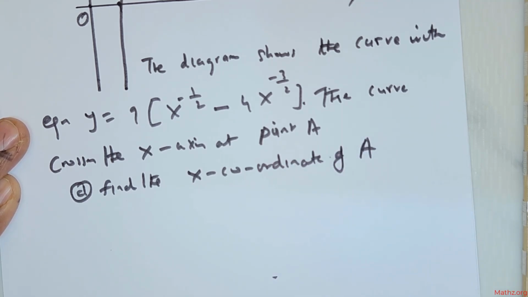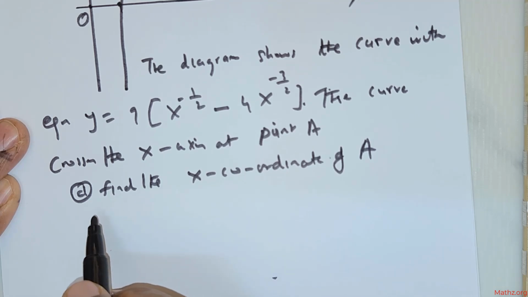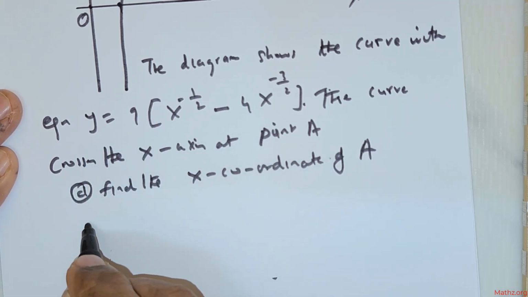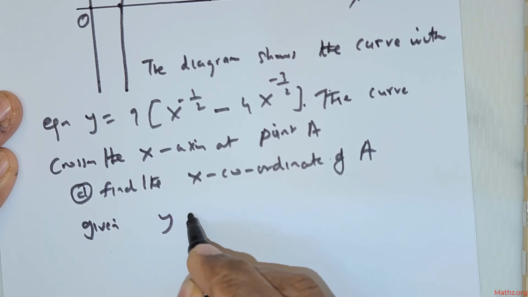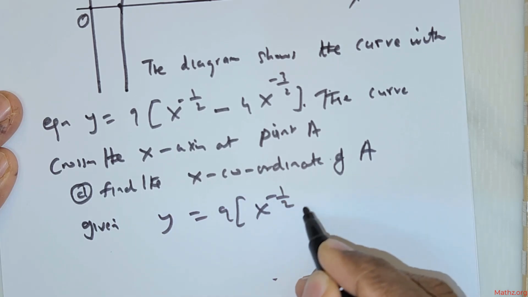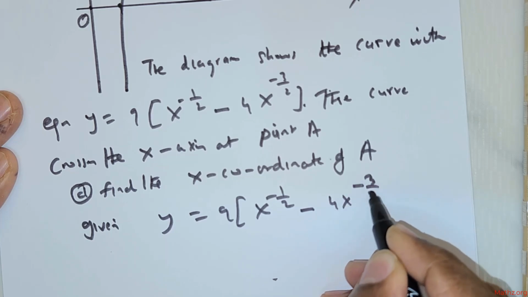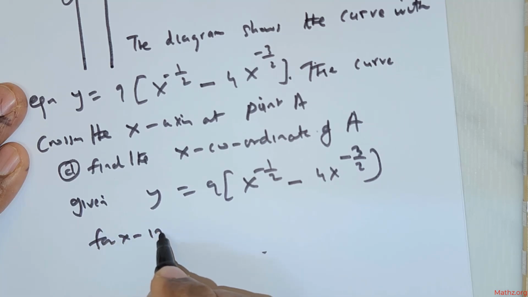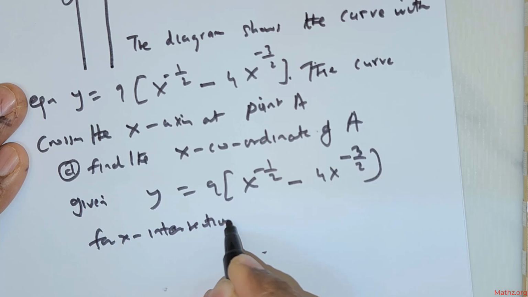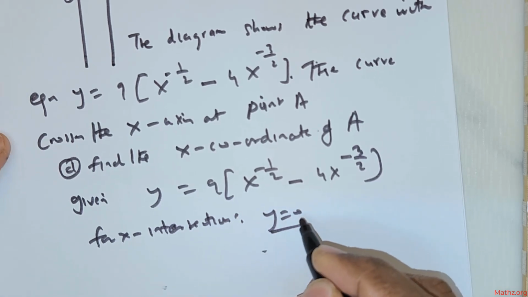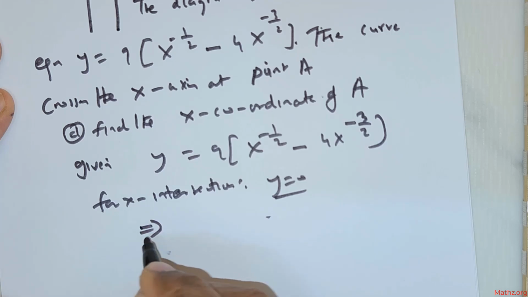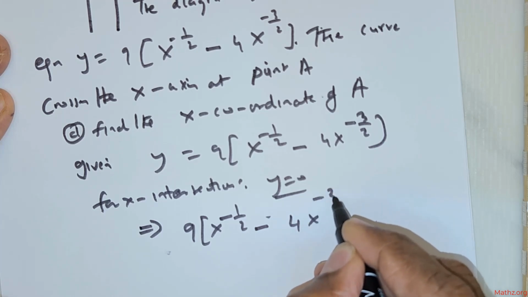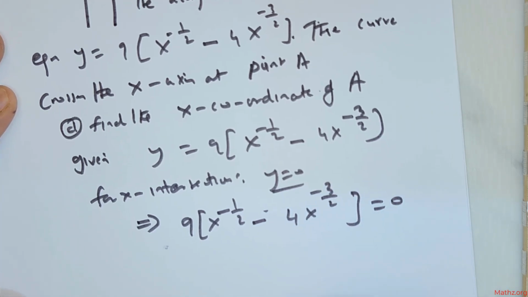Okay. Now let's do this part first. So given y is equal to 9 times x raised to the power of negative 1 over 2, negative 4 times x raised to the power of negative 3 over 2. Now for x intersection, what do we get? We get y is equal to 0. So this means 9 times x raised to the power of negative 1 over 2, negative 4 times x raised to the power of negative 3 over 2 is equal to 0.